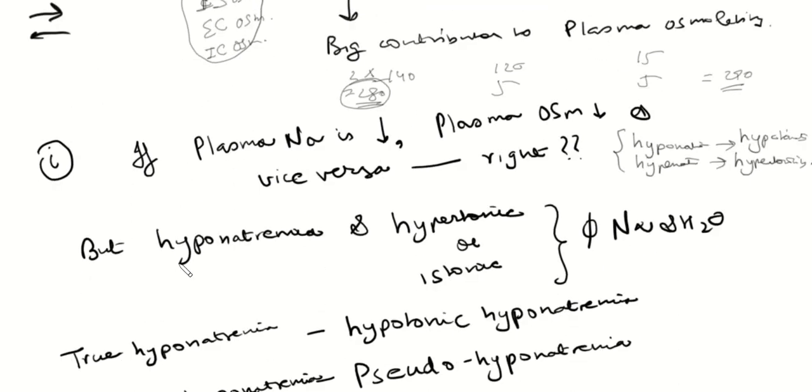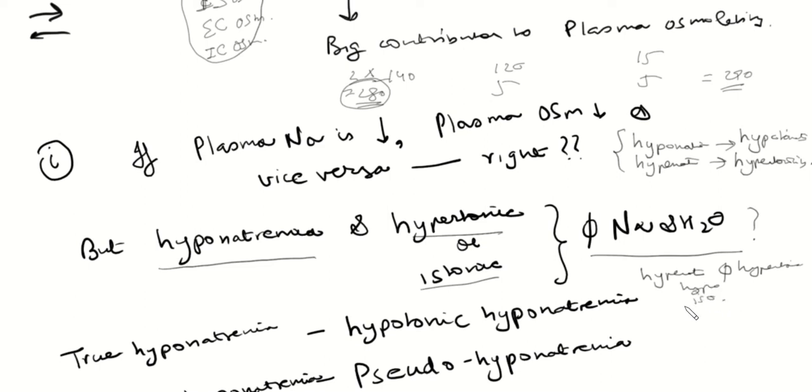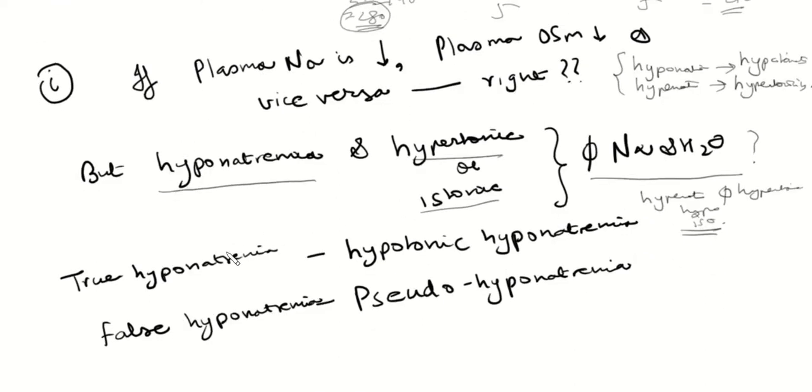Okay, so if hyponatremia is not hypotonic and it's hypertonic or isotonic, that's not a sodium and water problem. That's something else. Similarly, if hypernatremia is not hypertonic and it's hypotonic or isotonic, that's not a sodium and water problem. That's another problem.